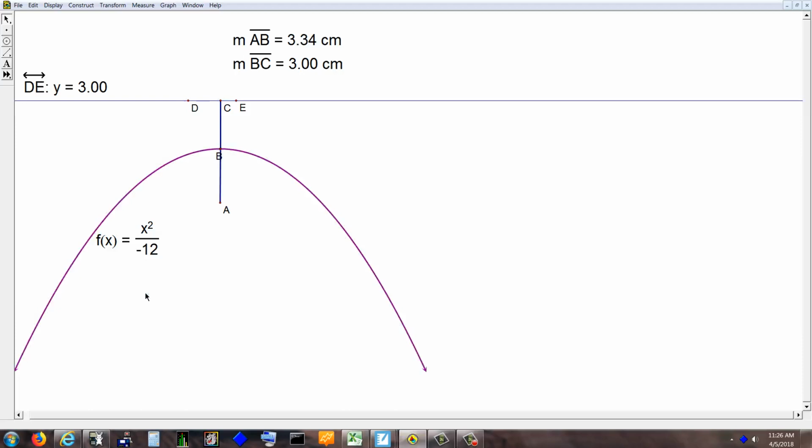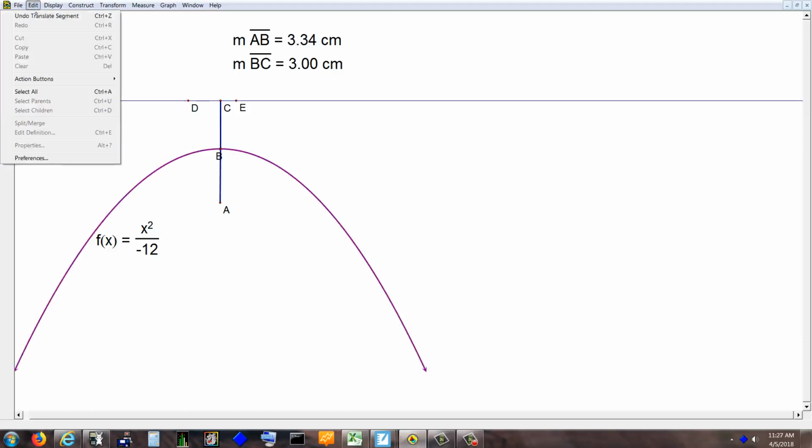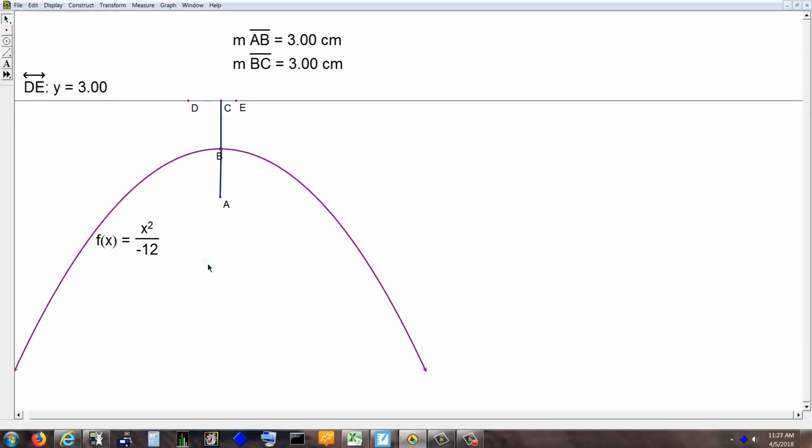Let's look at this. Okay. My vertex is at B. How many units is B from A? Oh, I messed it up because I dragged it. There we go. How many units is B from A in that picture? 3. How many units is B from that line up at the top? 3. Notice B, the vertex, is exactly halfway between the two. Always. Okay? The vertex is always halfway between your focus and your directrix.